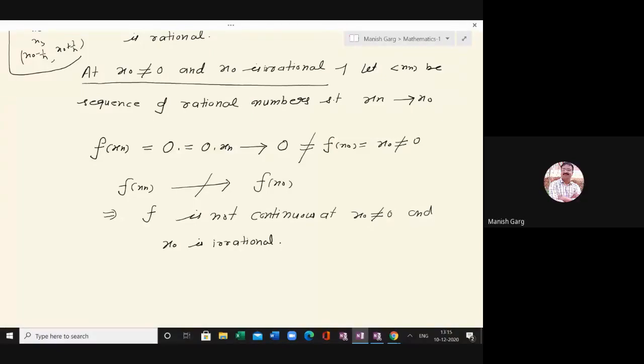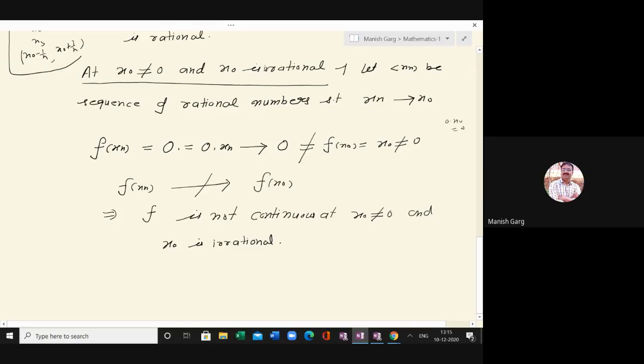Here I choose x rational. Like the same, this type of sequence will exist definitely for n, as I told you above. So xn converges to x naught, so f(xn). Here xn is rational. If it is rational, this is 0. So you can write 0 is equal to 0 into xn. If xn converges to x naught, so 0 into xn converges to 0 into x naught, 0.